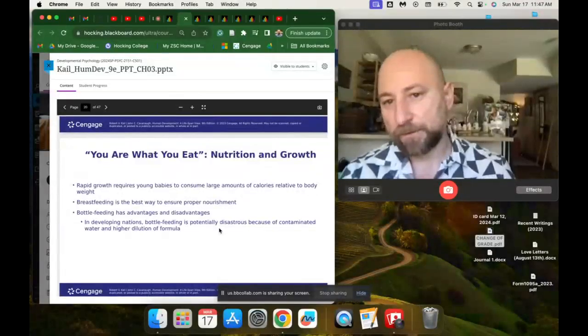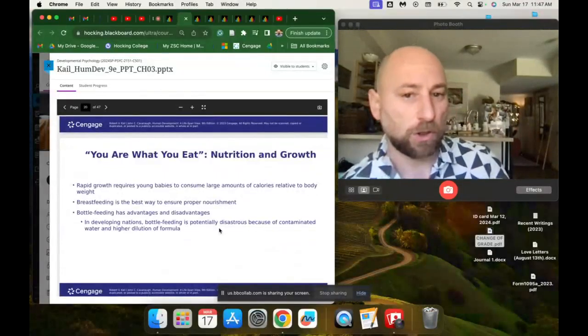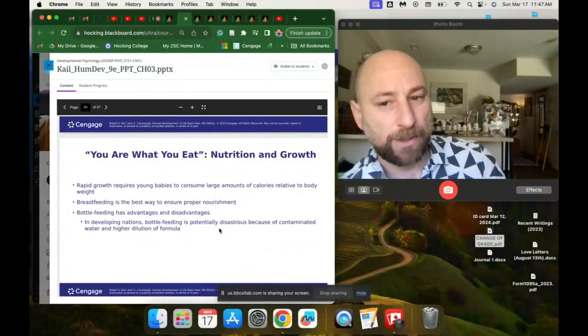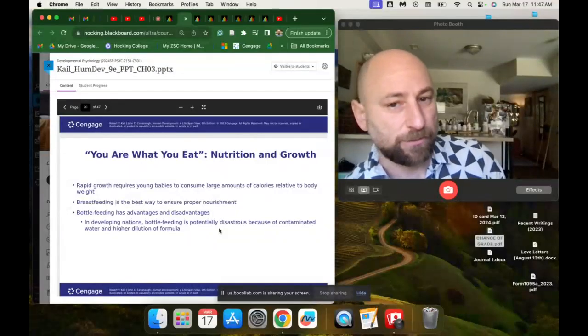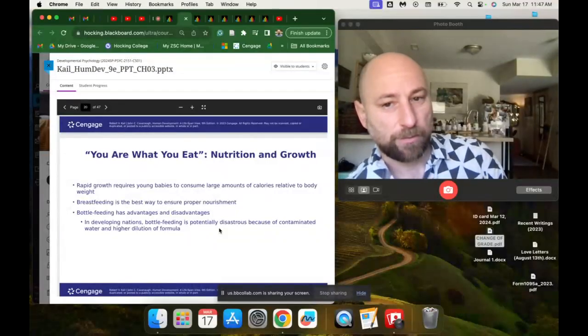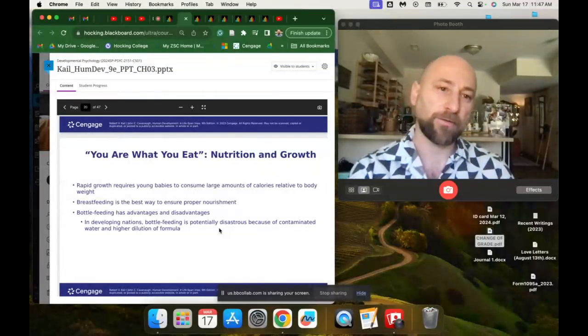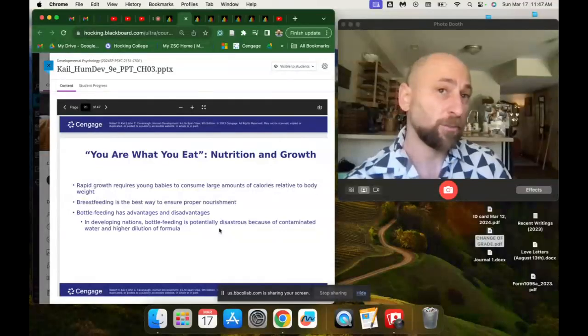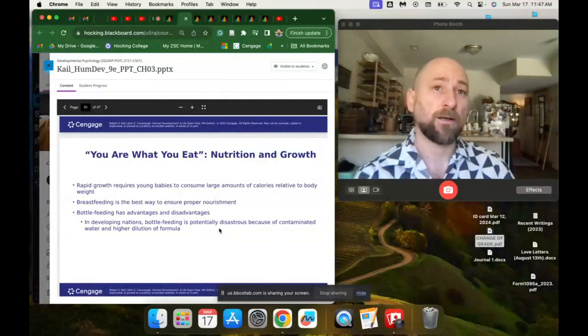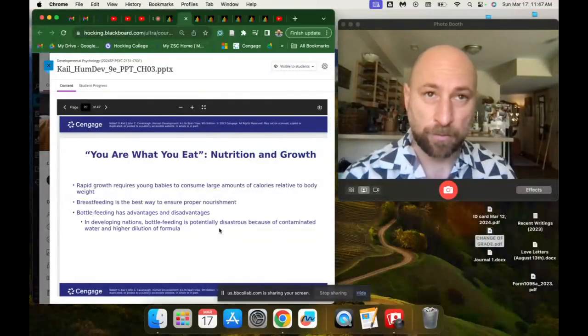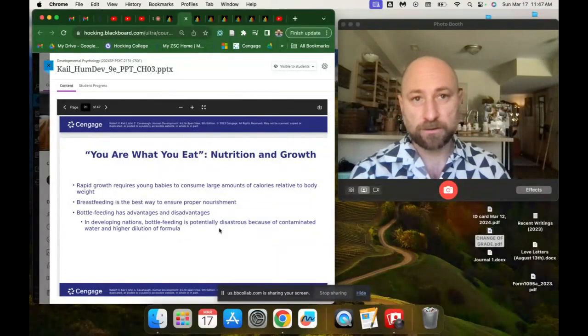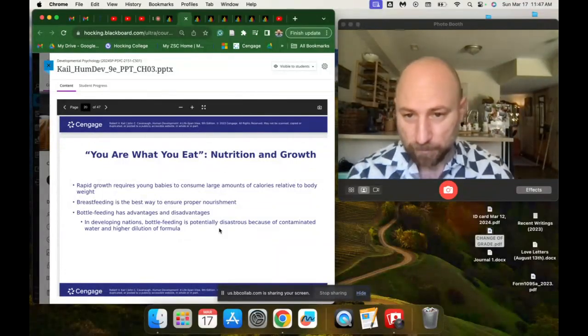You are what you eat. Rapid growth requires young babies to consume large amounts of calories relative to body weight. Breastfeeding is the best way to ensure proper nourishment. Bottle feeding has advantages and disadvantages. Obviously, it's easier and more convenient for mothers who need to work and things like that. But even the best formula milk is not as healthy for a child as breastfeeding is.